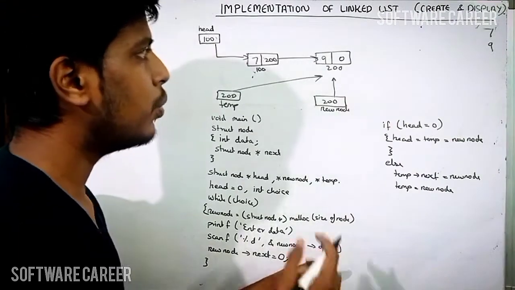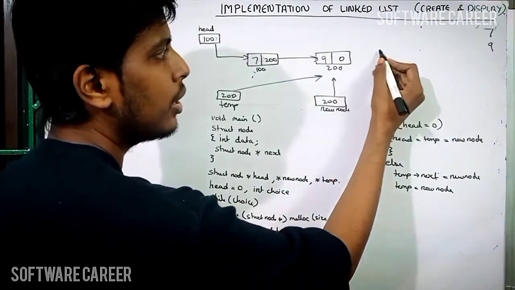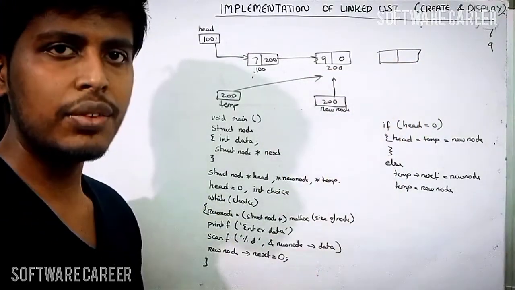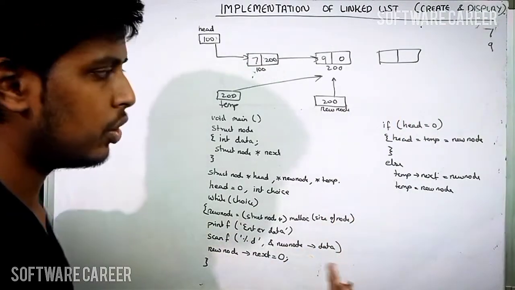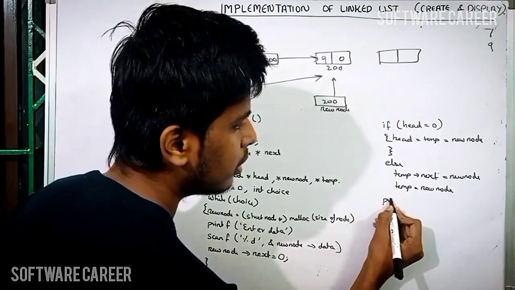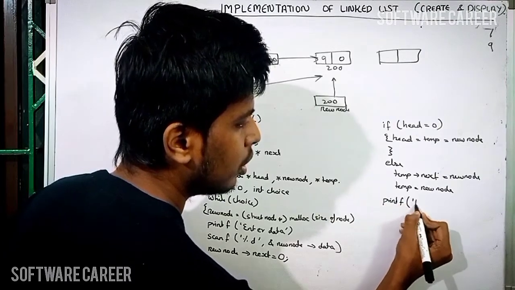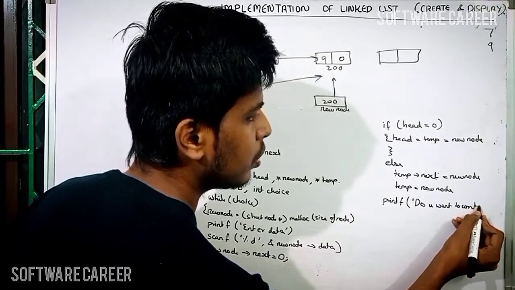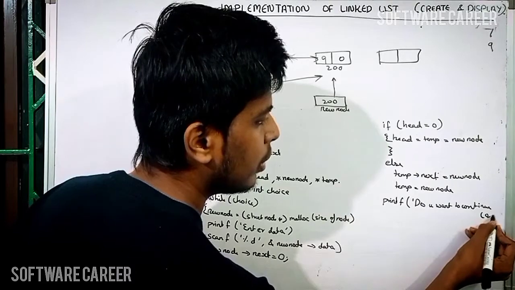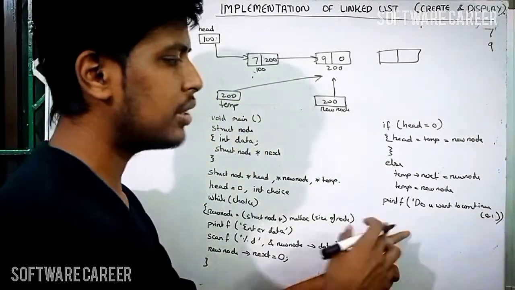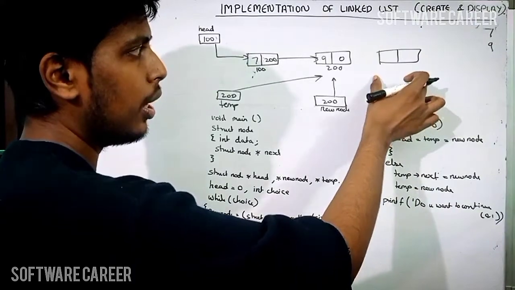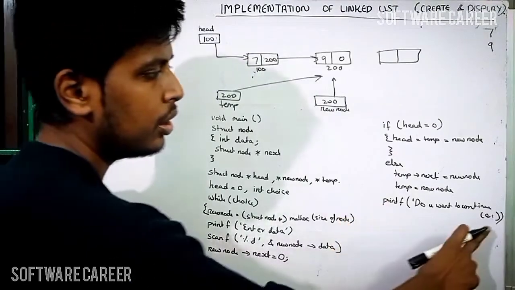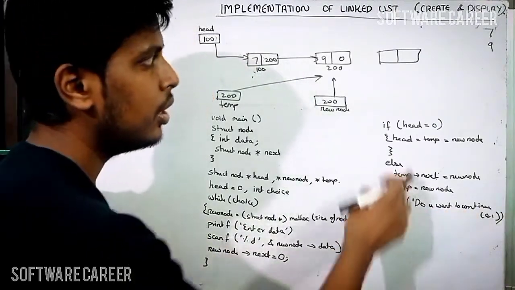Now next step is I want to ask the user whether he wants to create one more new node or not. See here. Now if I want to create one more new node, I want to ask the user whether he wants to create or not. So I am writing the condition. See here. Printf, that is, do you want to continue, 0, 1. Now see, now I am asking the user whether he wants to add one more, create a new node or not. If he says 0 means he doesn't want to create. If he enters 1 means he wants to create.